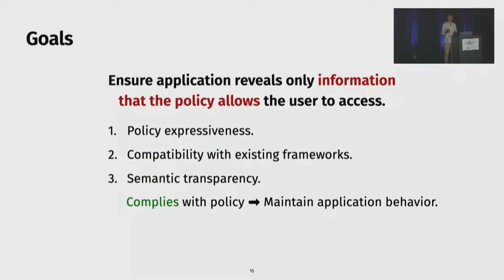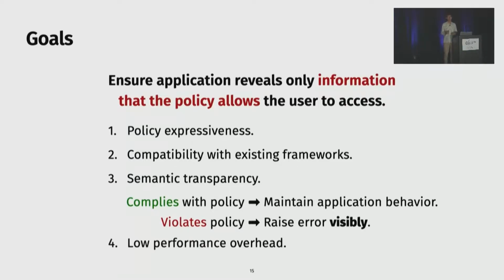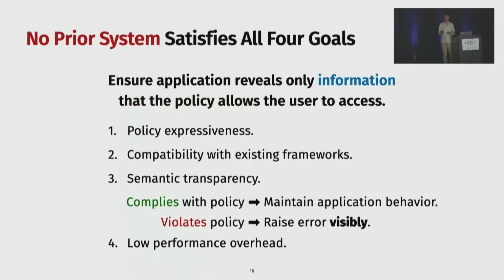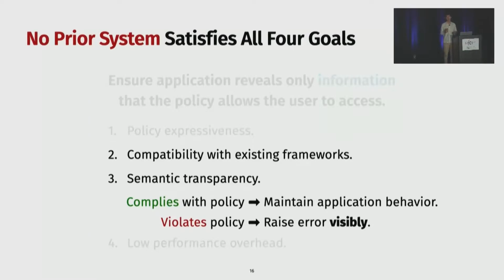However, when the application violates the policy, we want Blockaid to raise an error visibly, rather than, say, silently changing query results to omit sensitive information fetched. Finally, we want Blockaid to incur low performance overhead. As far as we know, no prior system satisfies all 4 of these goals. And in the interest of time, I will focus on 2 of them, compatibility and semantic transparency, and briefly discuss how no prior work satisfies both of these goals simultaneously.